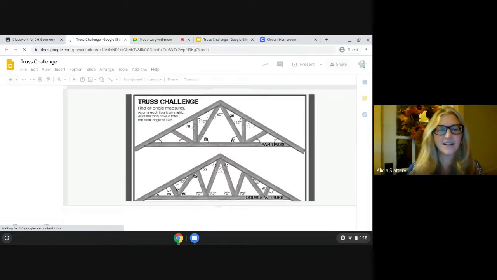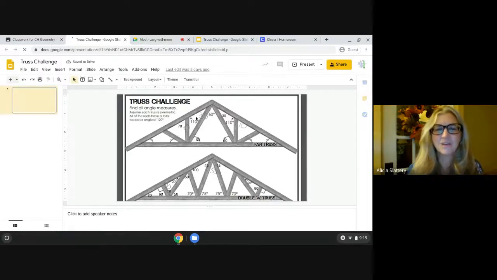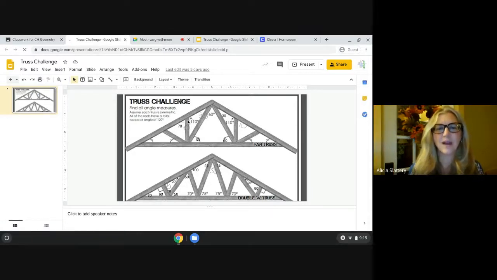And that's where you can report all your answers in. I either do it in Google Slides or Google Docs, and this way it seemed to be a little bit easier. So with that, we talked about the different roof trusses, and we did the fan truss and the double W truss, and then we talked about the angles. If this angle measures 110, how do I get this angle here? That's a linear pair. How do we know that's supplementary? So the two angles have to add up to 180 degrees. So if this is 110, this has to be 70.